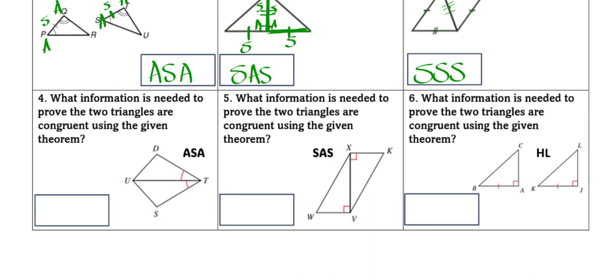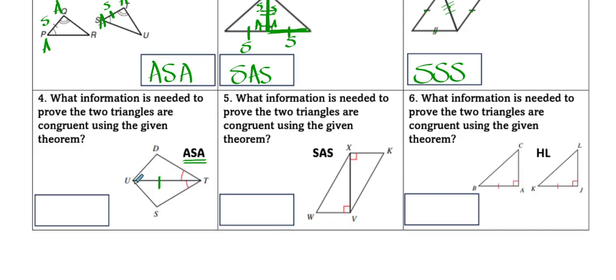Right, on these last three, we're looking for what information is needed to prove the two triangles congruent using the given theorem. So we want to use this theorem. We don't have enough information right now, but we want to say what other information we need to show that these triangles are the same using that theorem. All right, so I'm using angle, side, angle. First off, I'm going to mark that this side is congruent to itself. That's not additional information that's needed. That's information that's provided in that picture.